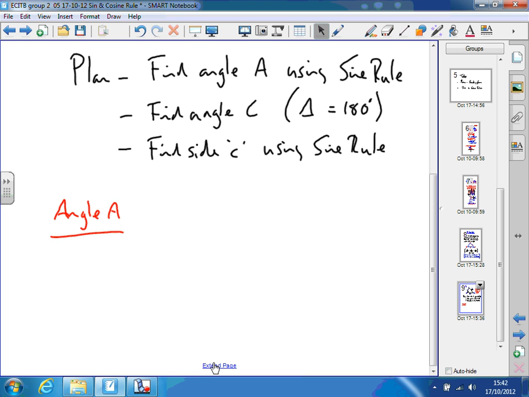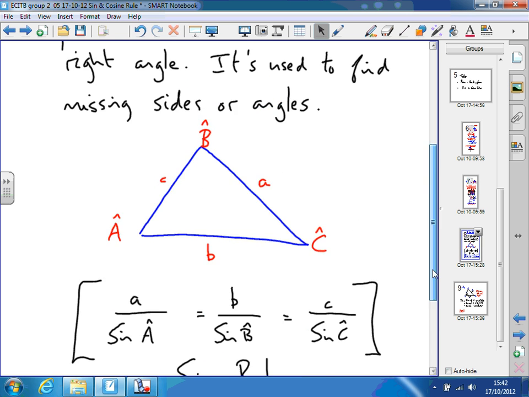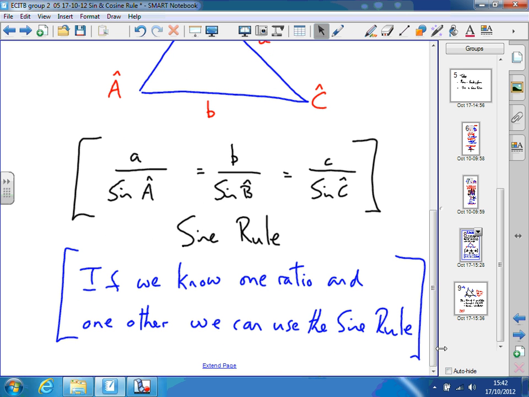We write down the ratio. We write down the sine rule. Let's look back at the sine rule. We don't need to write all three ratios. The sine rule just says these ratios, a over sine A, b over sine B, c over sine C, are all the same. So we only ever use two of them. So we write down the ratio we know and the ratio that includes what we want to find.